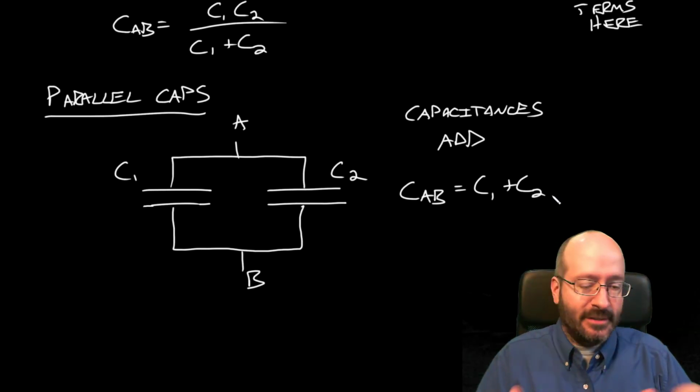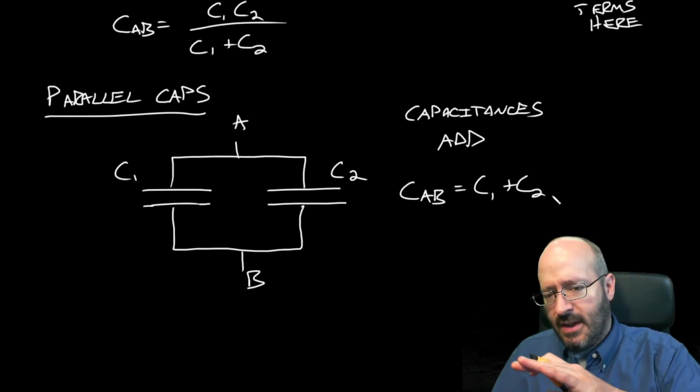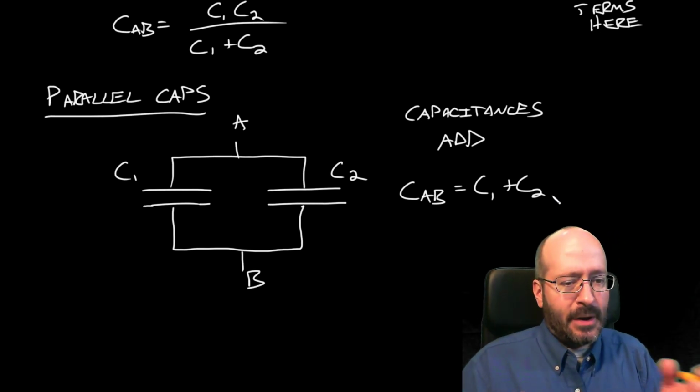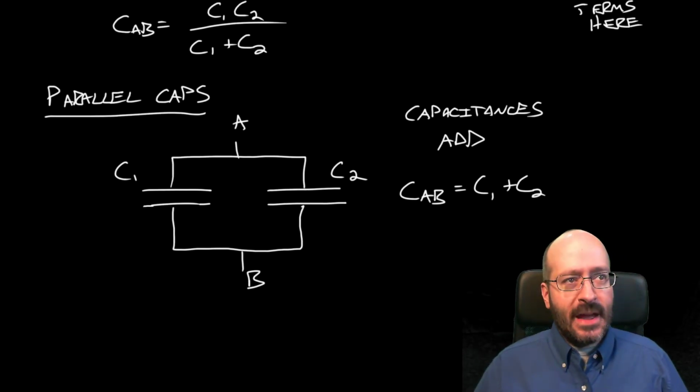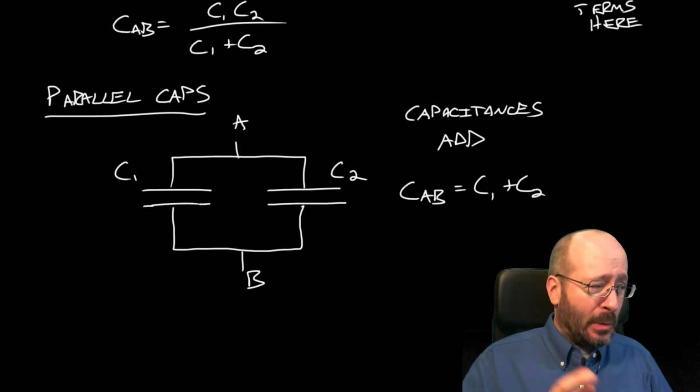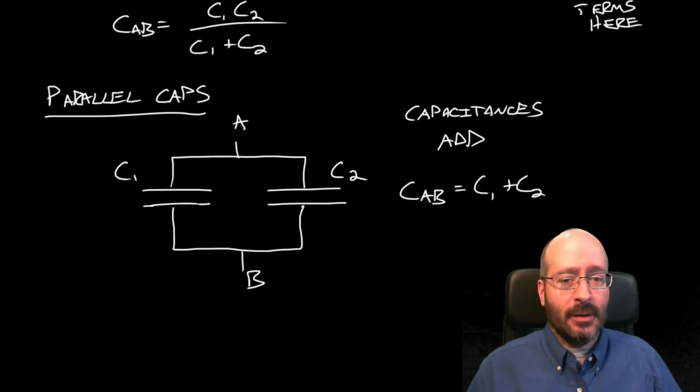Sometimes we can use this to our advantage to simplify a circuit. If we see capacitors in series or capacitors in parallel, we can manipulate the values and get an equivalent component. So that's important. It's not the most important thing we're going to do here.